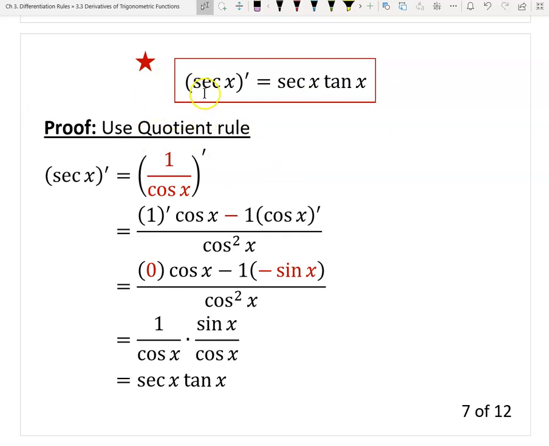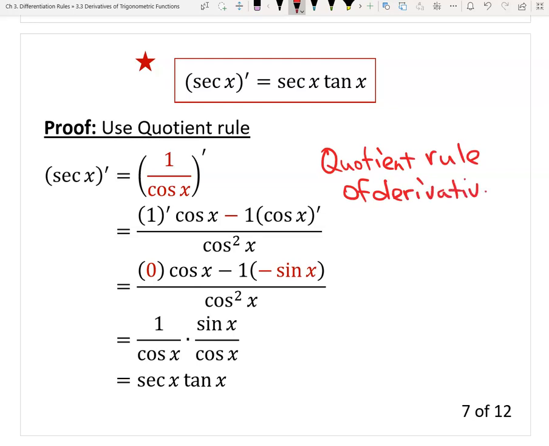We use the definition of secant, which is the reciprocal of cosine. Sometimes we call this the reciprocal identity. You can see one is a function and cosine is a function, so that's a quotient. We're going to find the derivative of a quotient. How? We use the quotient rule. So let me write it here: all we need is the quotient rule of derivative.